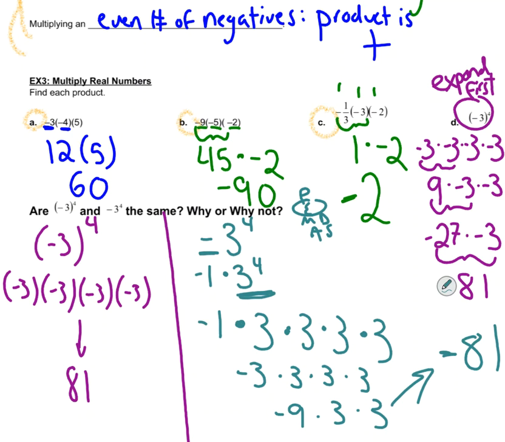So, are parentheses negative 3 parentheses to the fourth and negative 3 to the fourth the same? No. Why not? Because that negative sign is included in the multiplication of all of those 3's on the left-hand side, and on the right-hand side, it was just the negative 1 times all of that multiplication. So in your calculator, if you do want to calculate either of these two expressions, you have to put in parentheses or explicitly not put in parentheses so you get the answer that you want.